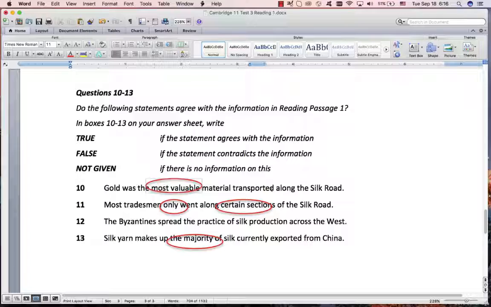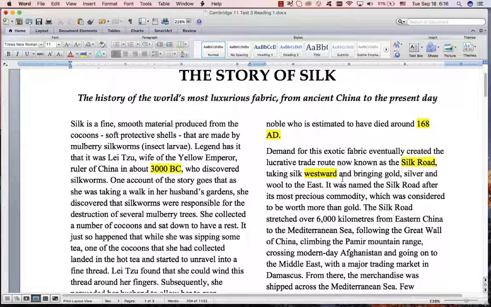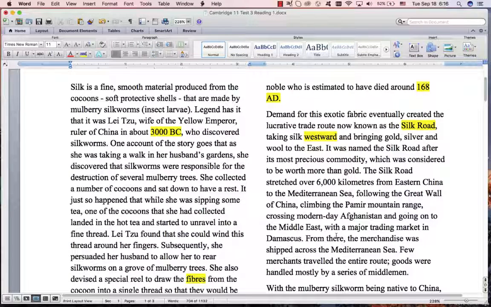Gold was the most valuable material transported along the Silk Road. Was gold the most valuable? I remember they used a word for valuable called precious. They used that in the questions. So, can you see most valuable, most precious anywhere? And there it is over there. It was kind of a vocabulary thing. If you knew that precious was valuable, then you were okay.